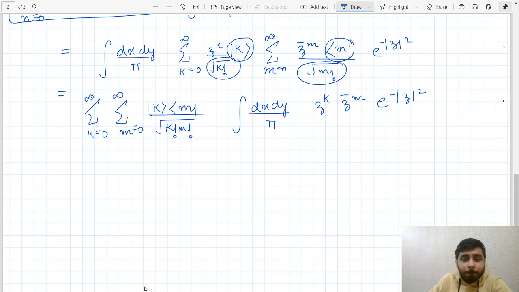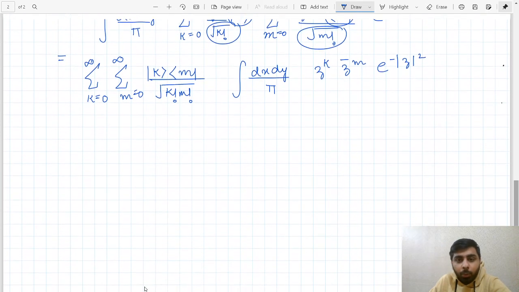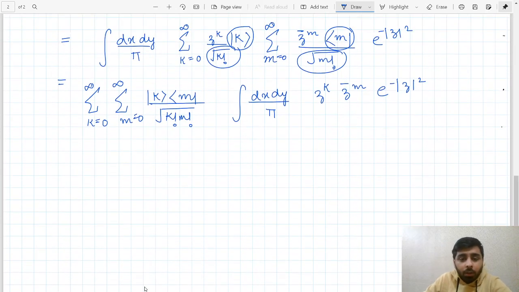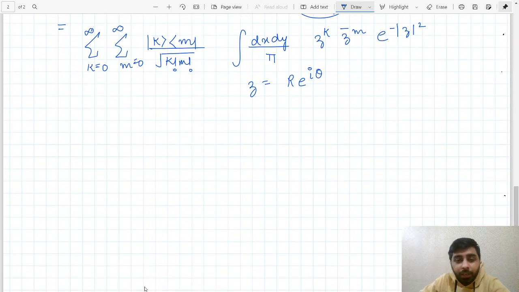Since we have to integrate over the whole complex plane, let us break this up into a polar integral. For converting this to a polar integral, we are going to use this relation z equals r e to the power i theta, where theta is the polar angle and r is the modulus of the complex number z, and so this dx dy will simply be replaced by r dr d theta.